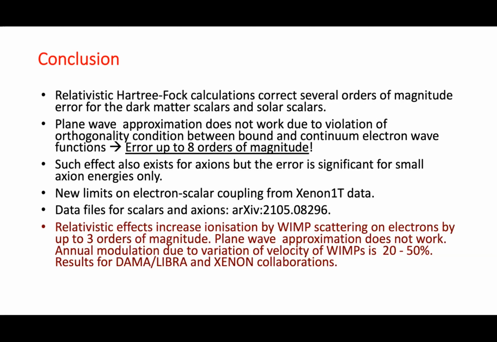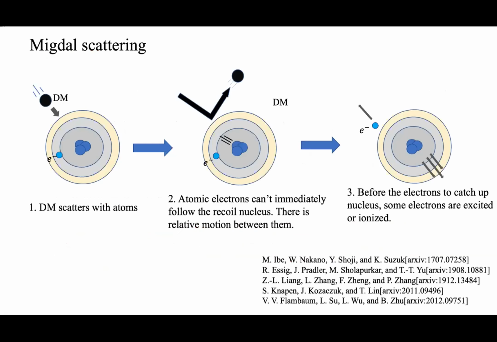Okay, in the remaining few minutes, I will describe some other works. It's a recent work which we submitted to arXiv, but in principle, we continue to polish it. First, it's about Migdal scattering of dark matter particles. When dark matter particles hit the nucleus, the nucleus shakes, starts to move, and an electron may fly away.